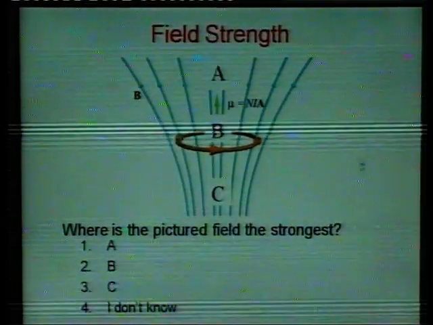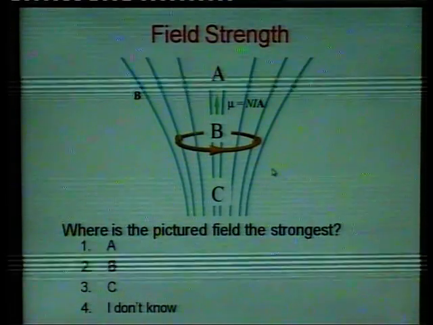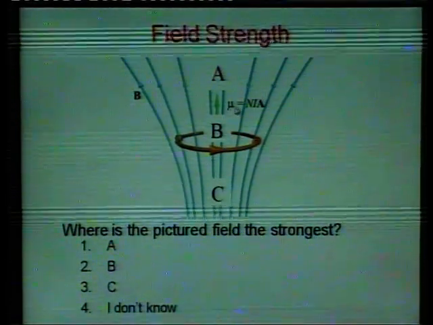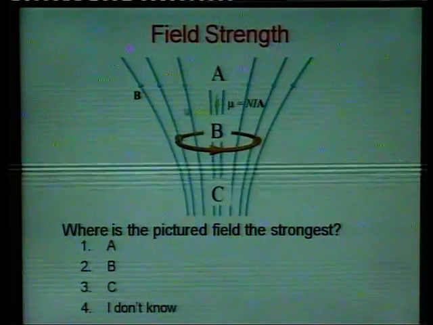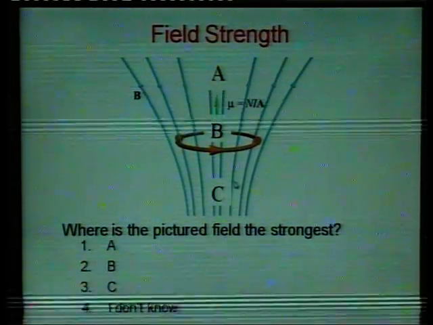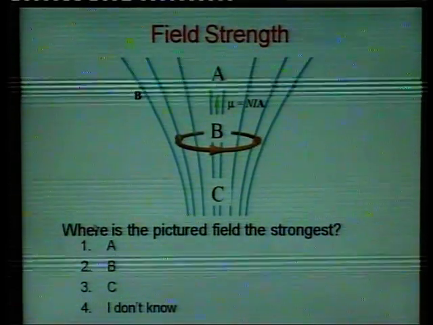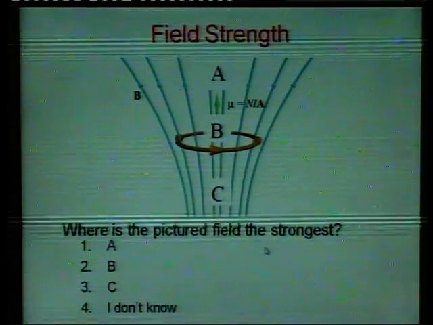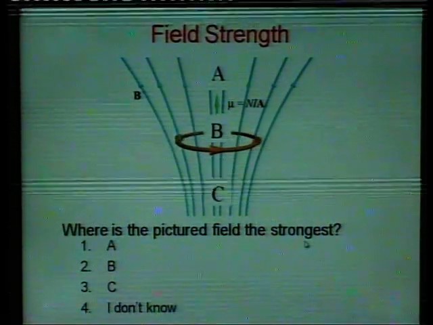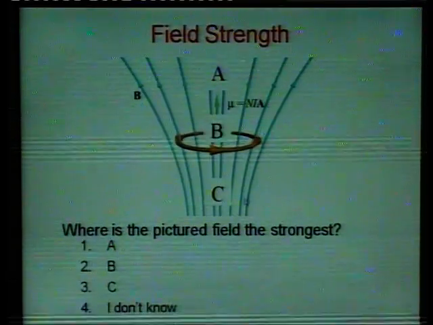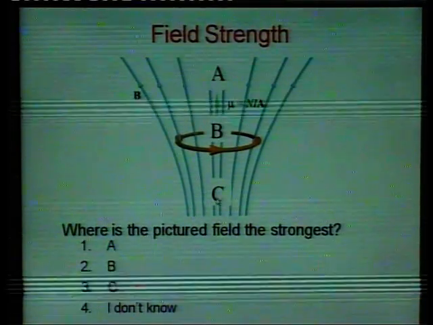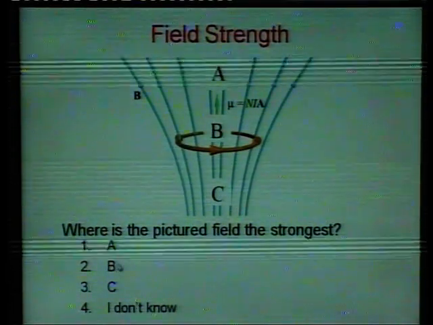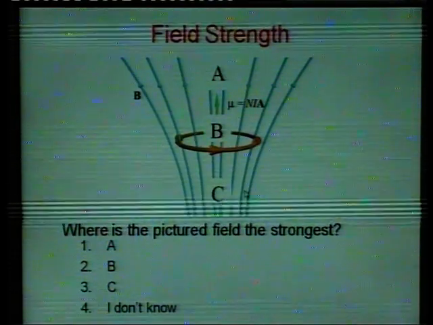Next, what is field strength? See this diagram. A current carrying coil is shown, and the field due to it is depicted by these lines. The question is, what is the pictured field? Where is the pictured field the strongest? At position A, B, or C? So the options are A, B, C, or I don't know.